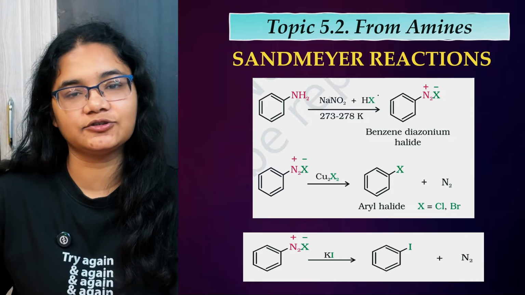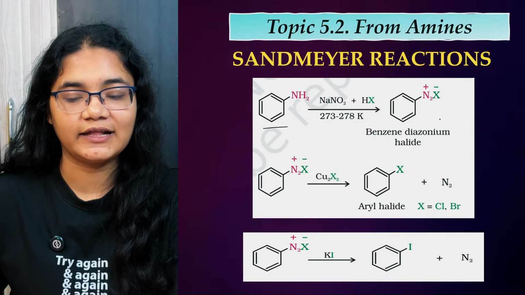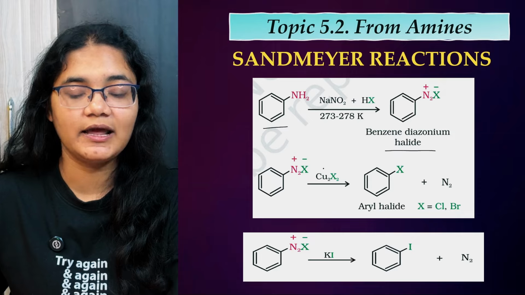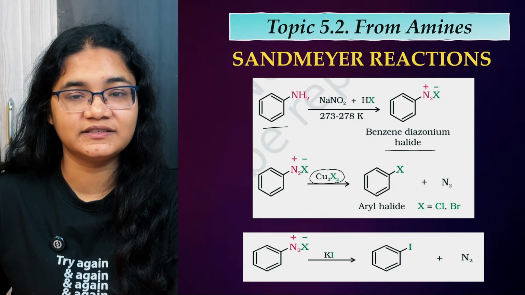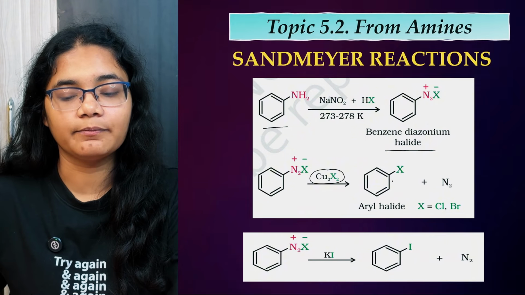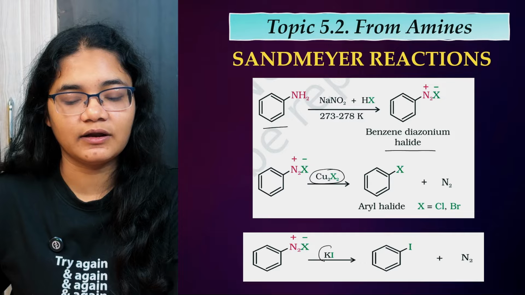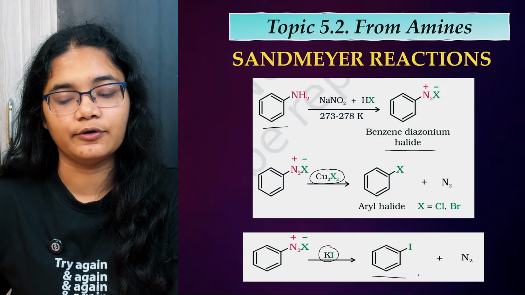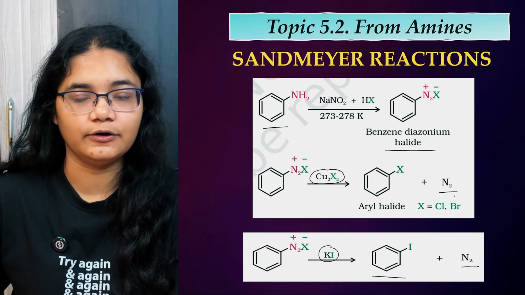Then Sandmeyer reaction is the second one, where you first take aniline, treat it with NaNO2 and HX, you get benzene diazonium chloride, and then it is treated with the salt of copper, Cu2X2, to give you halobenzene or aryl halide. Now if you treat this with KI, this will give you iodobenzene plus N2. It will give you aryl halide plus N2.